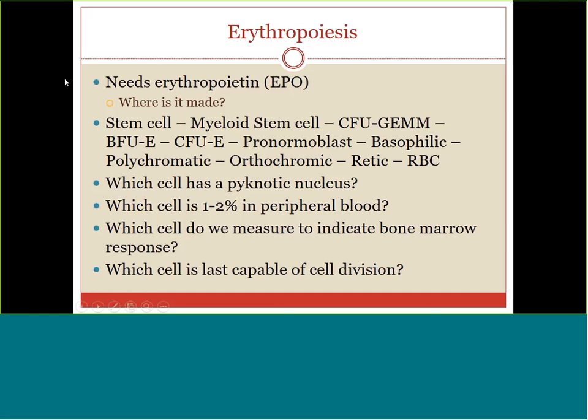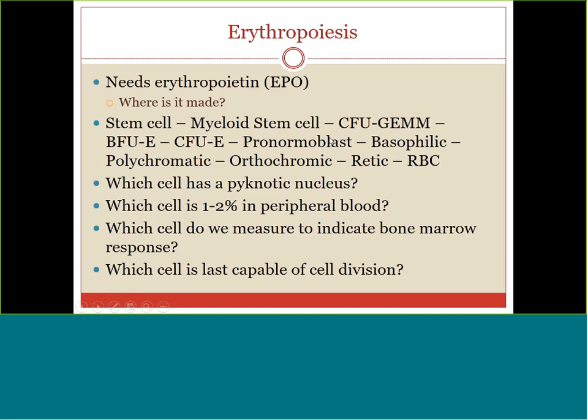The actual order of red cell production goes from stem cell to myeloid to CFU-GEM, then to BFU-E, CFU-E, and then to pronormoblast. Pronormoblast is the very first cell that we can actually see under the microscope. So you do need to know pronormoblast, basophilic, polychromatic, orthochromic, retic, and red cell. You should be able to identify the polychromatic, the orthochromic, the retic, and of course, I hope to God, the red cells. Those 4 are for sure identifiable.